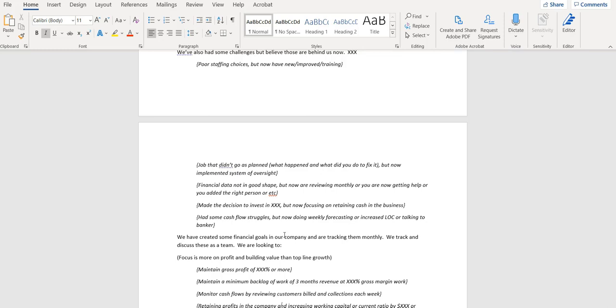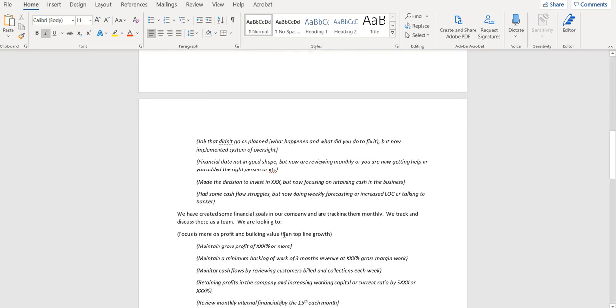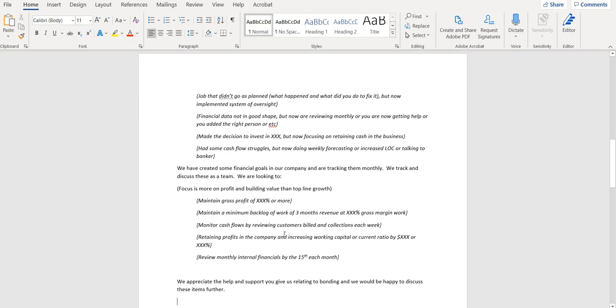All of this stuff is all about how it looks on the financials. So we have retained profit, we're growing profits, we're making good business decisions. This is your opportunity to talk about the financial statements of it. So do we have financial goals that you're tracking? And I've got some examples. Again, focusing on profit and building value, don't focus on revenue growth. We're maintaining a gross profit of a certain percentage. We want to make sure that we have a minimum backlog of 3 months of revenue at a certain percentage. You can see where we're talking about some really specific financial goals.